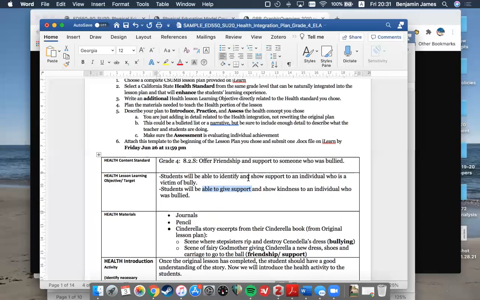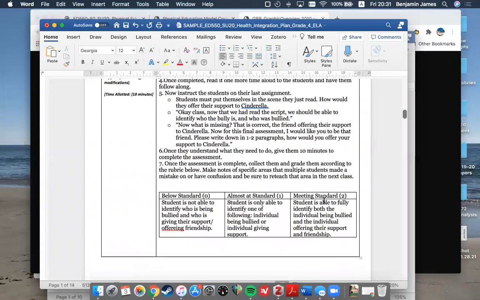So we can improve this learning objective, but we have a lot of the same language here: show support, give support, offer support, show kindness, offer friendship to someone who is bullied. So it's a very clear connection. Let's go down to the assessment.